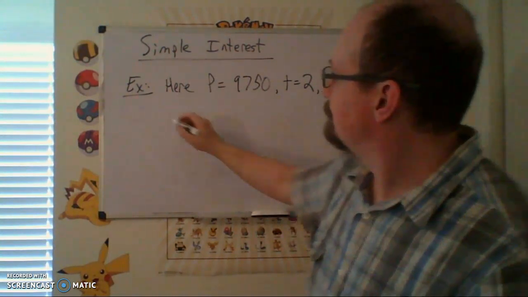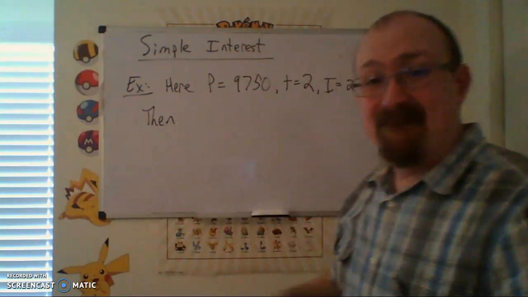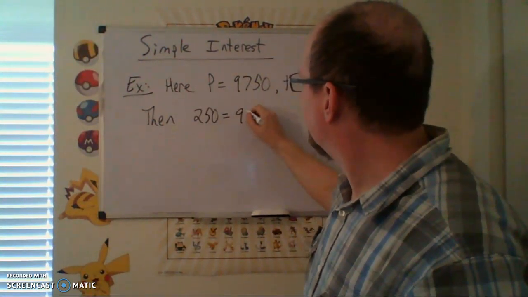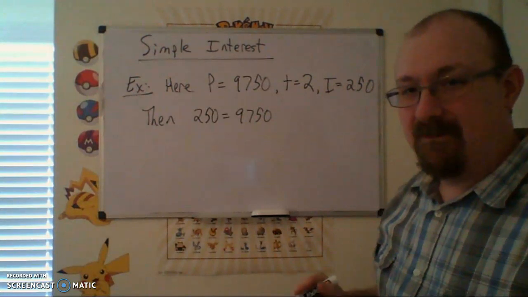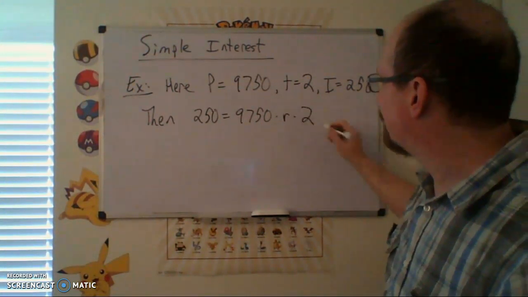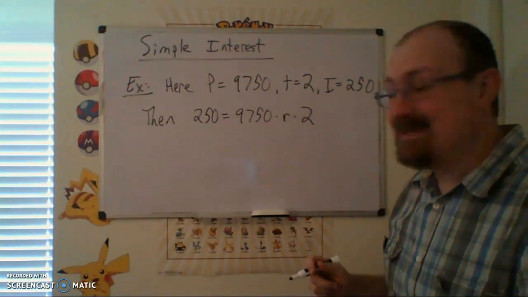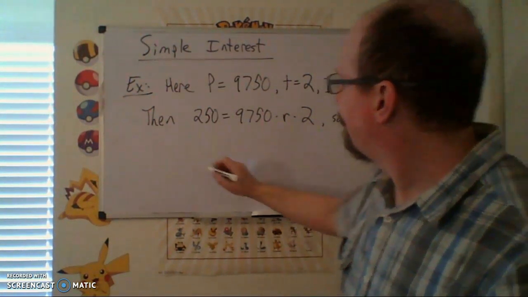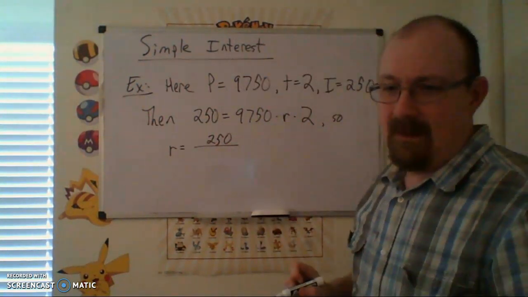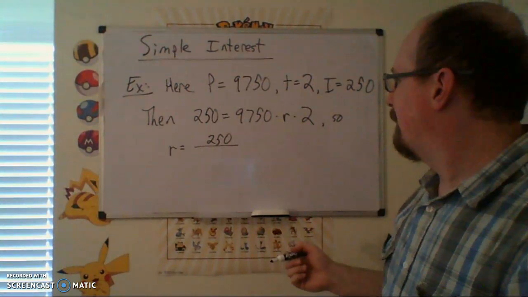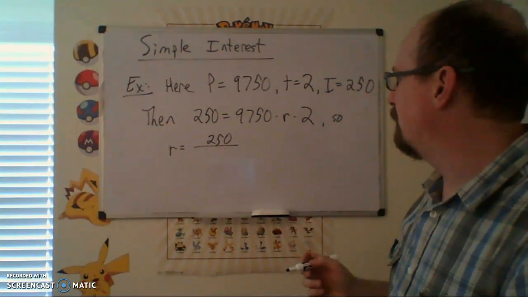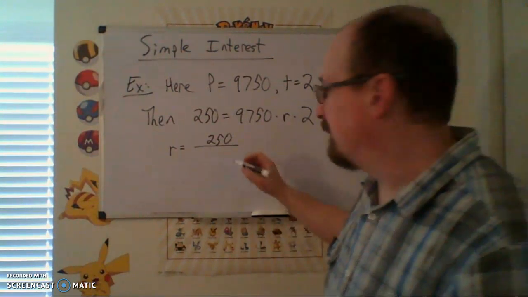So, again, feed these guys into our formula. So our I is 250. 9,750 is my principal. We don't know the interest rate. That's what we're after. This time around, we do need to keep track of the T. So, and if we maneuver this thing around, 9,750 times 2 should be what? I think 19,500.